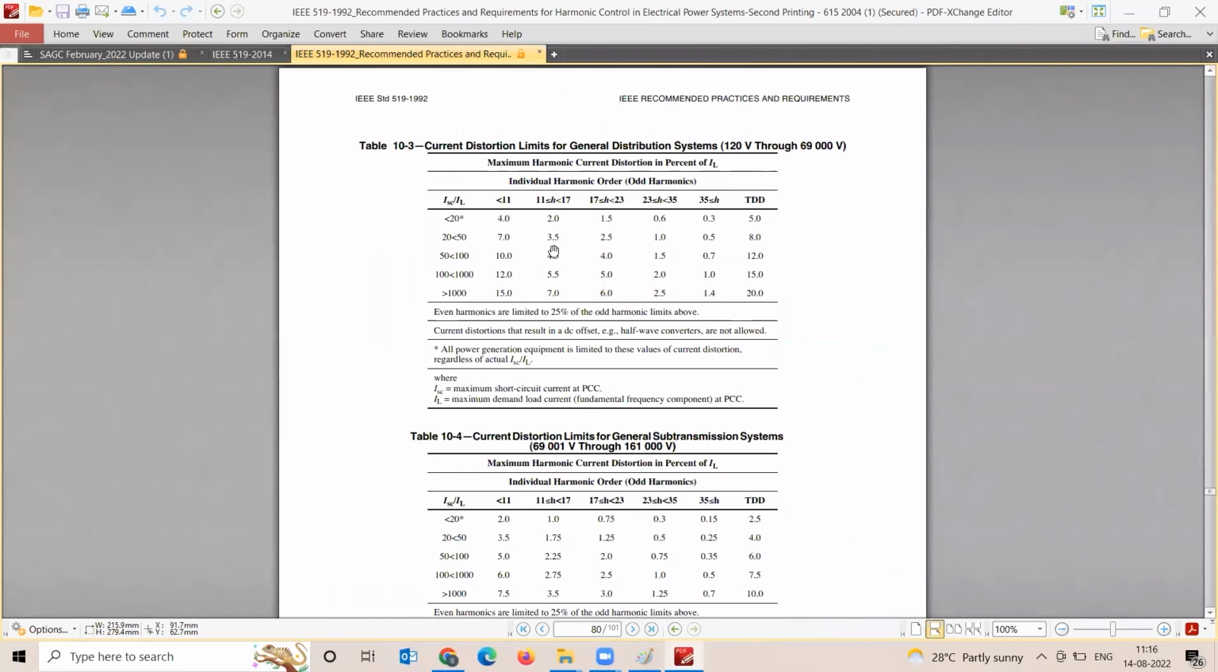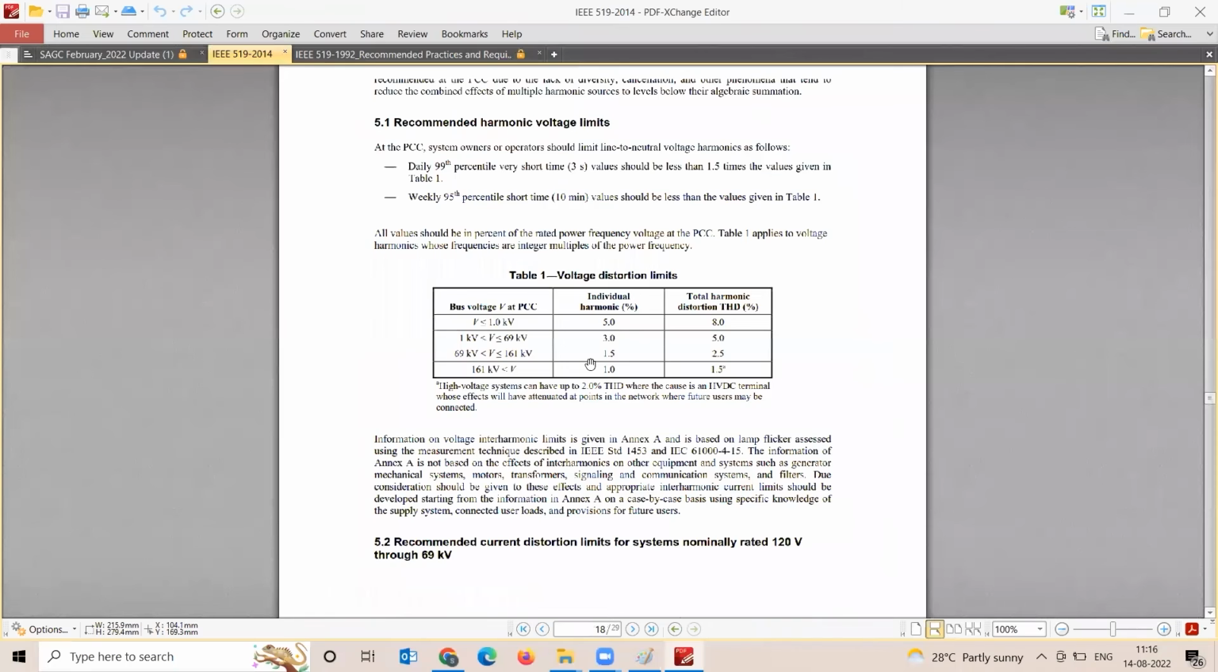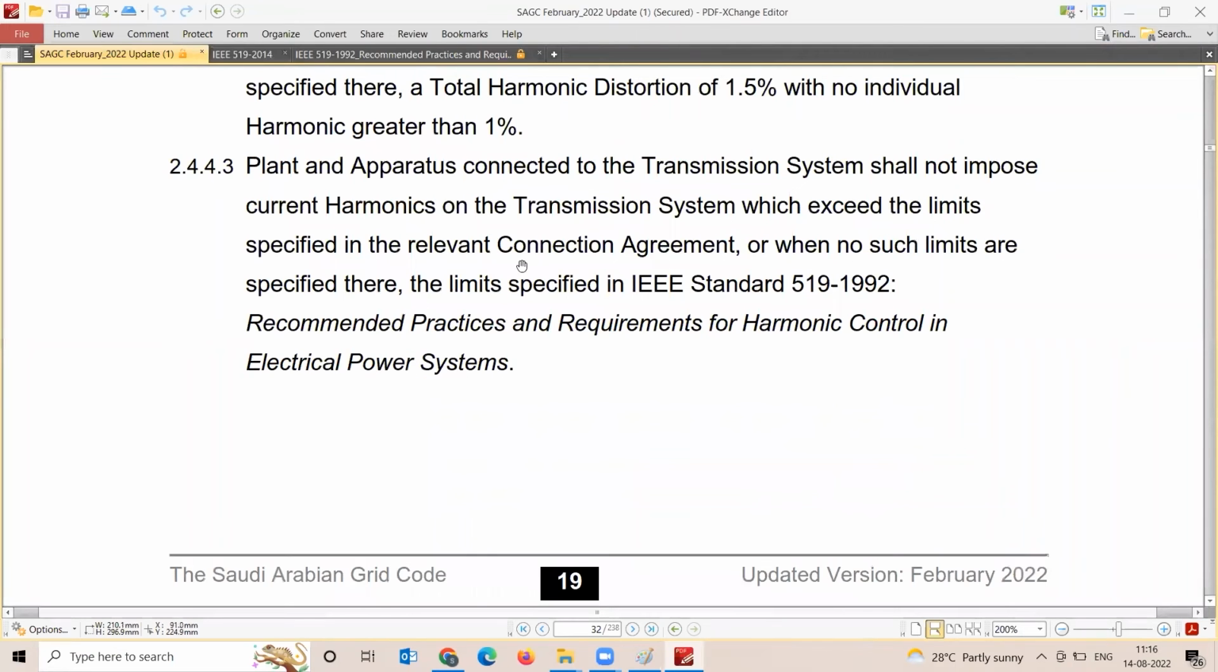But anyway, look at this, this may not actually match the current distortion limits specified here, right? And unfortunately, even the grid code which is coming in February 2022 is still recommending IEEE 519 1992, because you may need multiple experts from different aspects to frame this code.